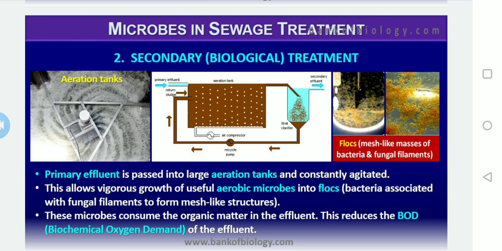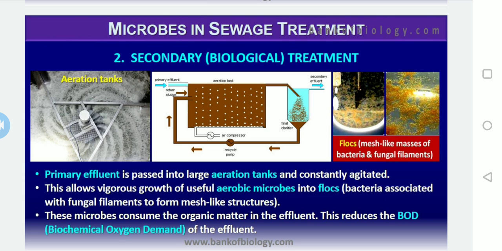The secondary treatment is also known as biological treatment. You can ask why, how? It is very clear, because the primary effluent is passed into the large aeration tanks. This allows a vigorous growth of the useful aerobic microbes into flocs. Flocs are masses of bacteria associated with fungal filaments to form mesh-like structures.